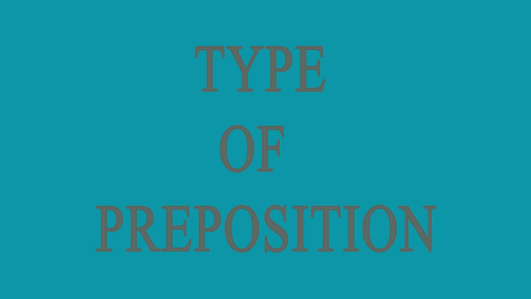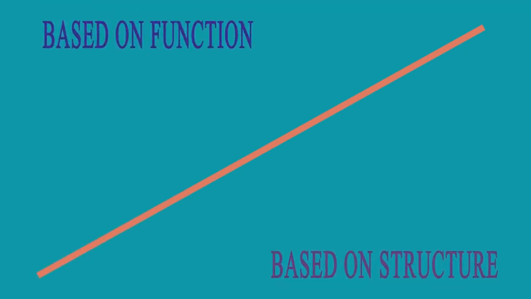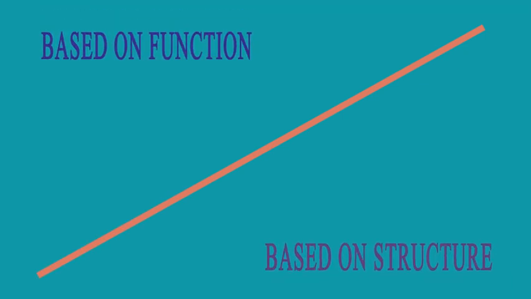Let's start types of preposition. We have already learned what a preposition is, its basic understanding. Now it's time to learn the types. Prepositions can be categorized into two kinds: based on function, that is the functionality of the preposition, and based on structure, meaning the formation or the structure of the preposition. In this session we are going to learn various types of preposition based on function.